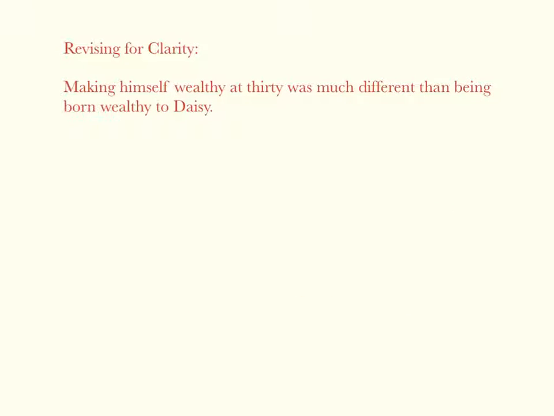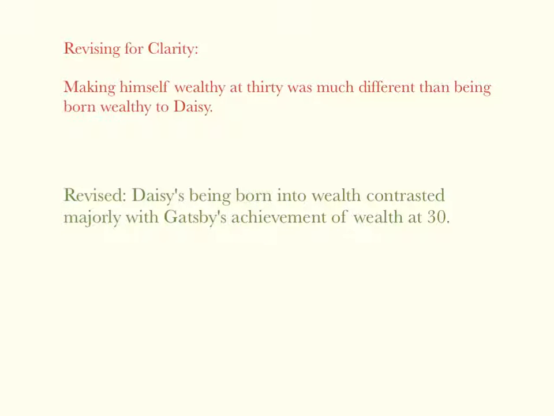All right, so now let's look at these sentences actually revised to be more clear. The one we looked at for clarity, making himself wealthy at 30, was much different than being born wealthy to Daisy. Let's look at an example. And here's a revised version of it, more clear. Daisy's being born into wealth contrasted majorly with Gatsby's achievement of wealth at 30. Now we know what our objects of comparison are. All fixed.